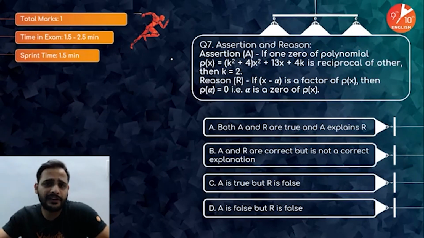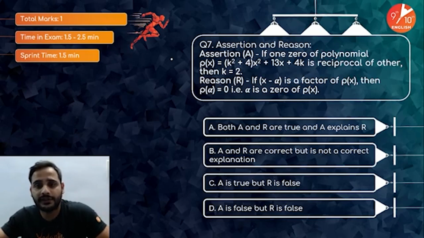Next question. Now we are talking about assertion and reason. ठीक है, assertion, what it is saying: if one zero of a polynomial p(x) = (k square plus 4)x square plus 13x plus 4k is reciprocal of the other, then k is equal to 2. Okay, next. Reason: if x minus alpha is a factor of polynomial p(x), then p(alpha) equal to 0, or alpha is a 0 of the polynomial p(x).